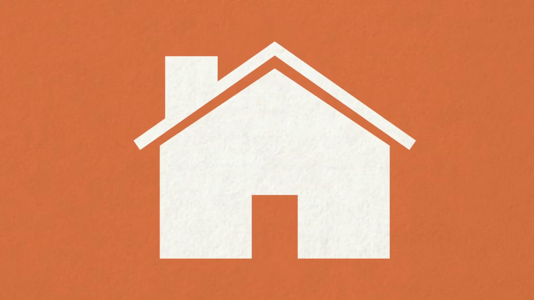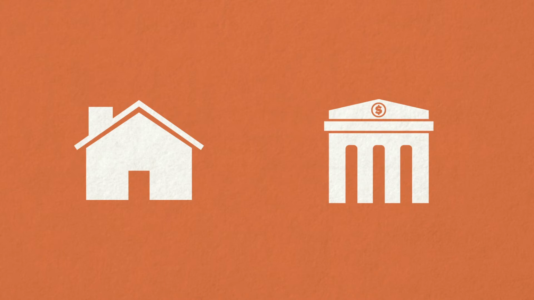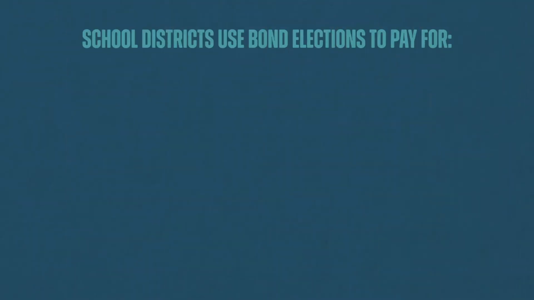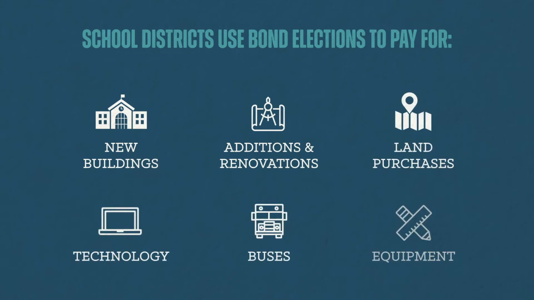What exactly is a bond? A bond is similar to a home mortgage or home improvement loan. It's a contract to repay borrowed money over time. School districts in the state of Texas utilize bond elections to pay for items like new buildings, additions and renovations, land, technology, buses and equipment, among other items. And all school districts are required to ask voters for permission to sell bonds to fund those capital projects.